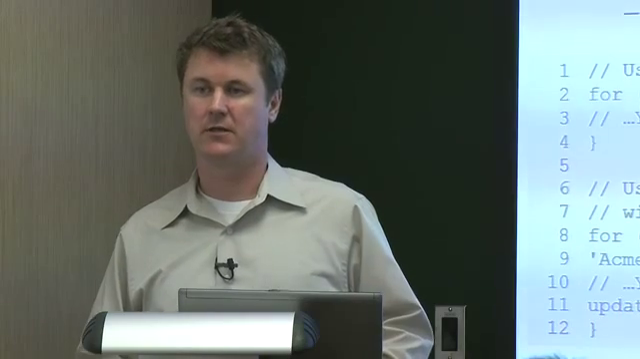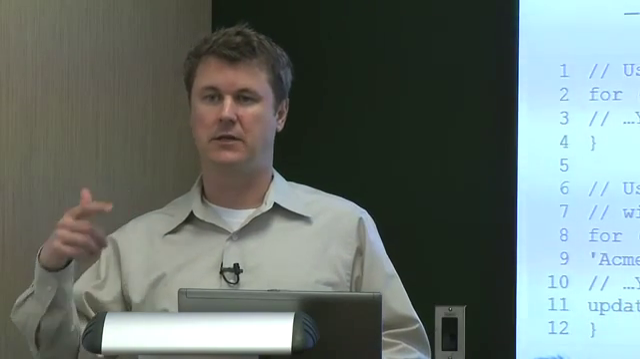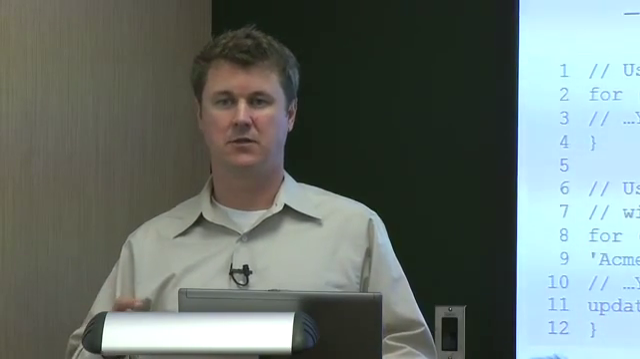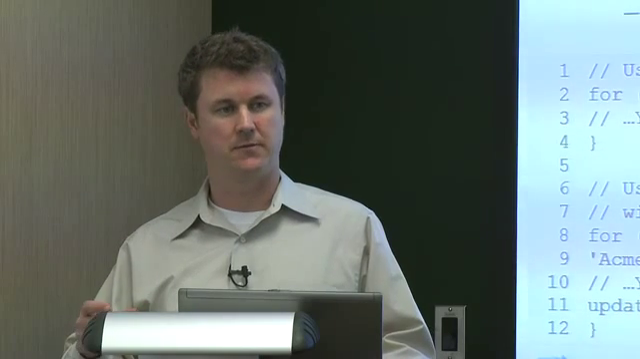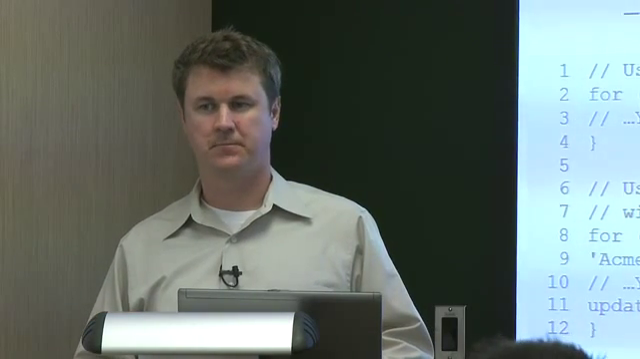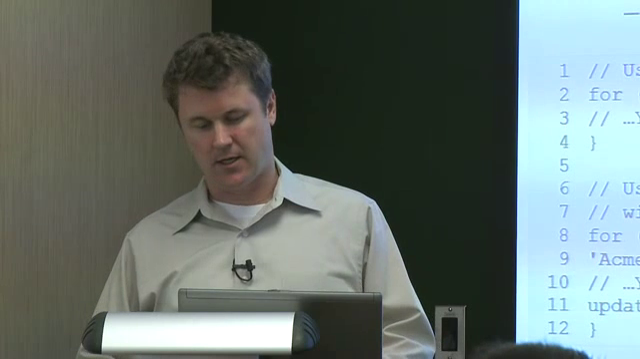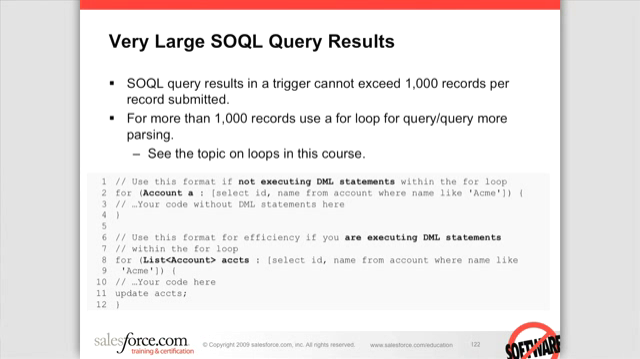Okay? So if I had 1,500 records, my for loop would execute 8 times, 7 times with 200, and then the last time with 100. All right. So this is a way to avoid hitting the governor limit associated with the limit on our lists.